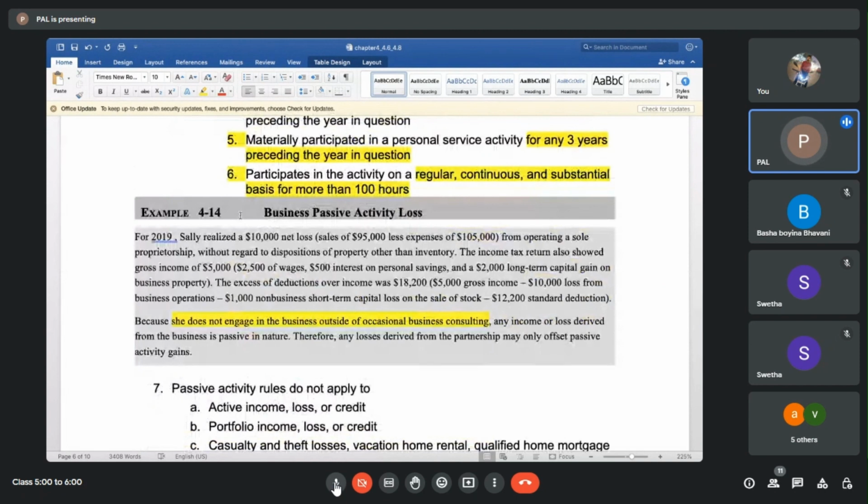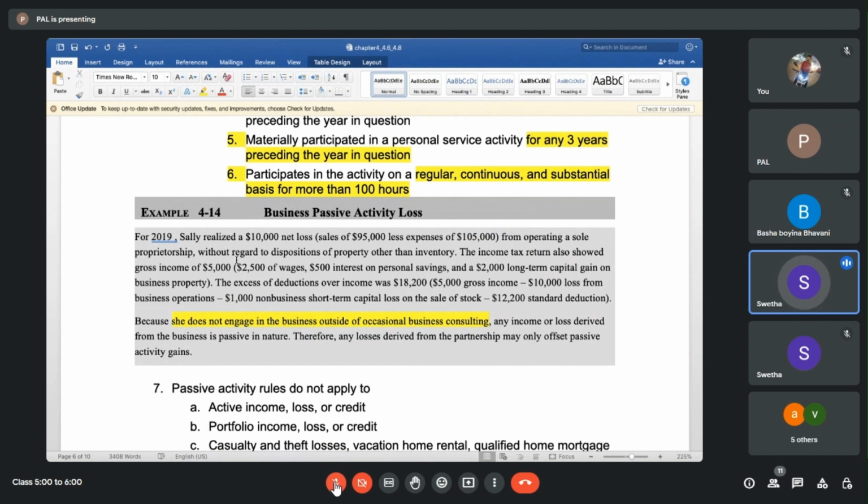Maybe Shweta, can you read 4.14? For 2019, Sally realized a 10,000 net loss, sales of $95,000 less expenses of $105,000, from operating a sole proprietorship without regard to disposition of property other than inventory. The income tax return also showed gross income of 5,000, that is 2,500 of wages, 500 interest on personal savings, and $2,000 long-term capital gain on business property.